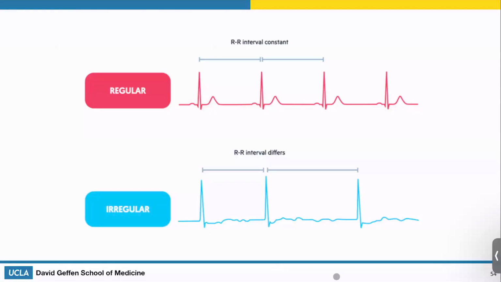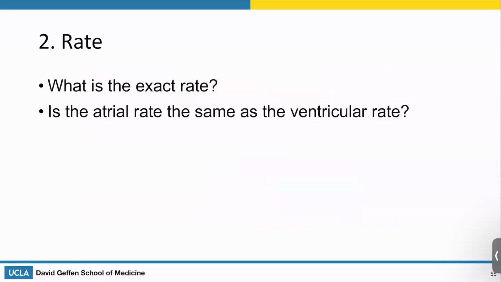So this is going to be your regular versus your irregular. That R to R interval is going to be different for those. Okay. Rate. What's the exact rate? And is the atrial rate the same as the ventricular rate?